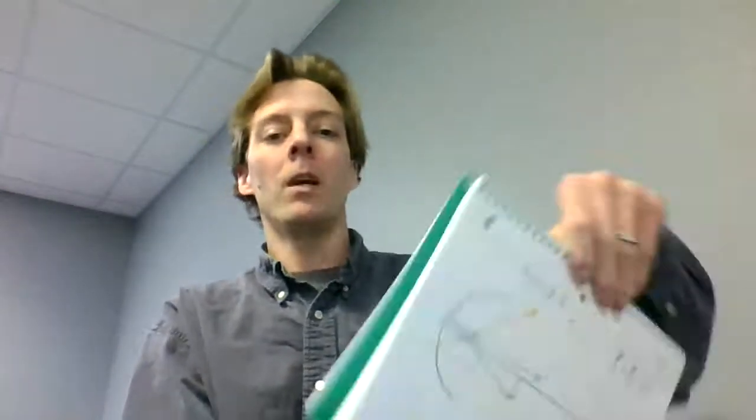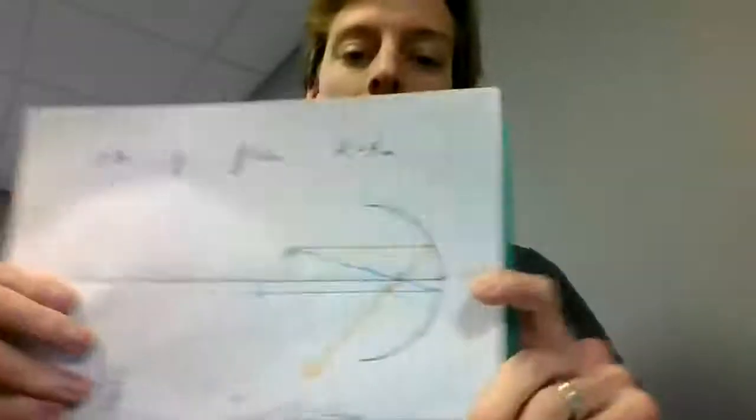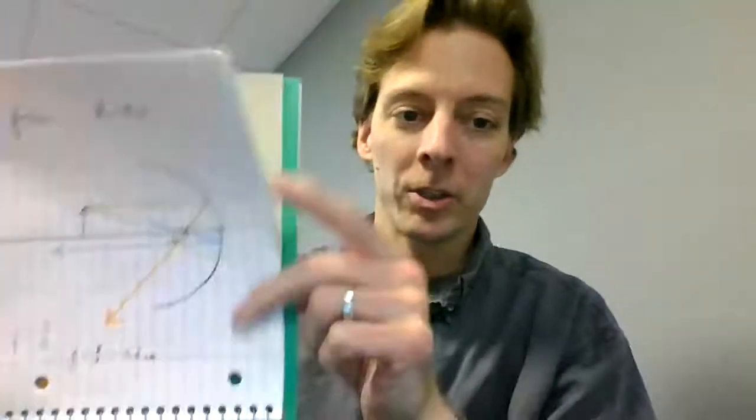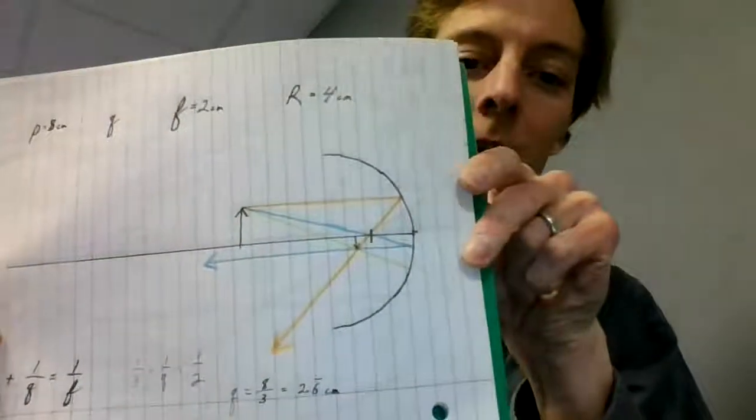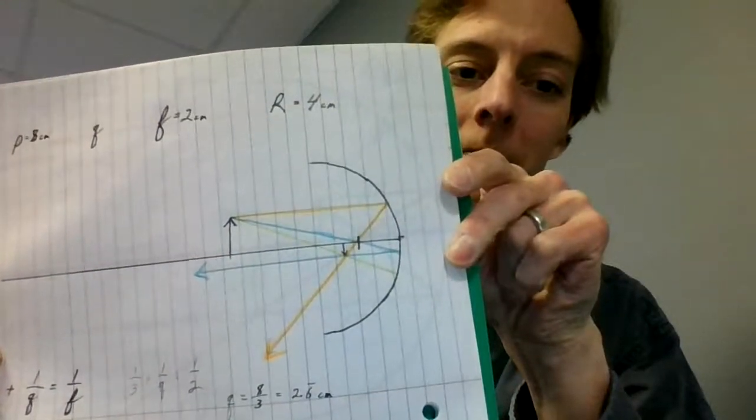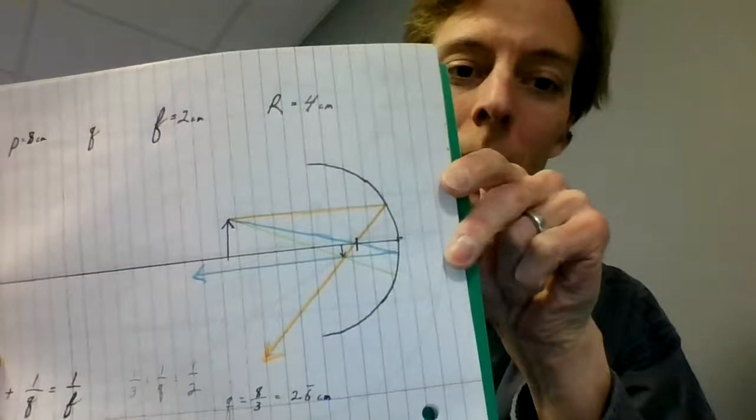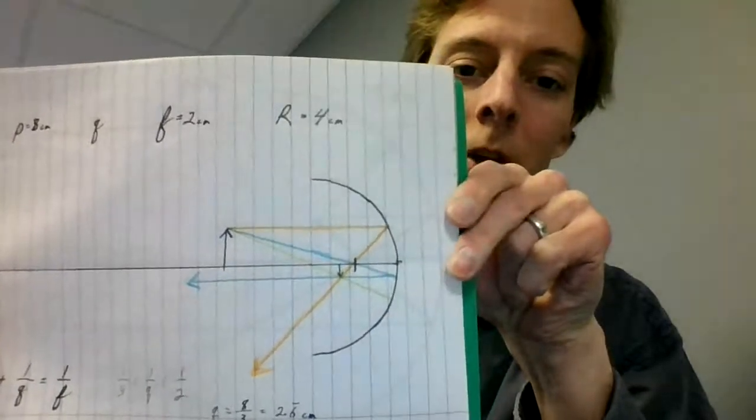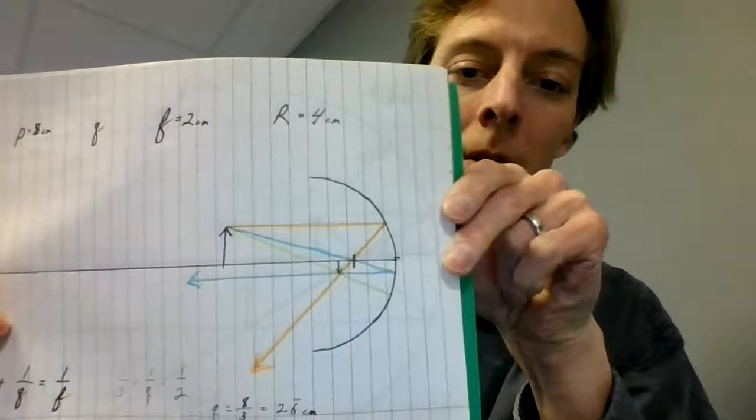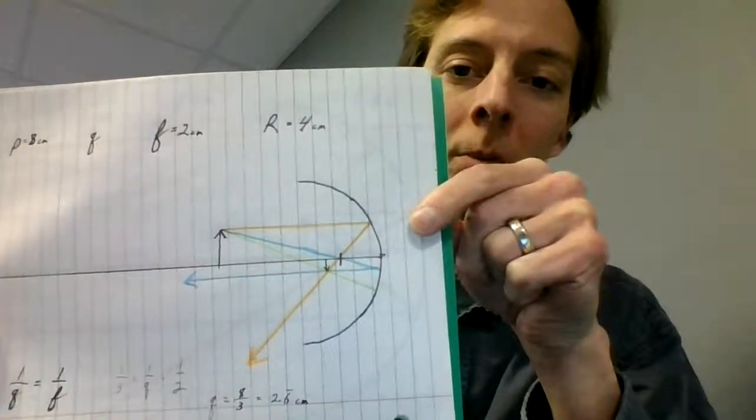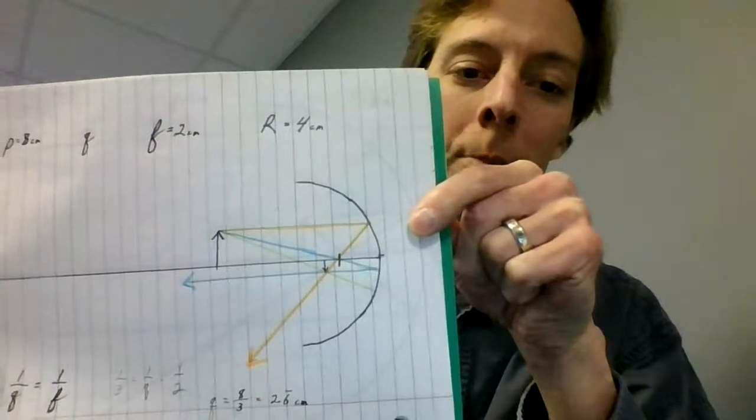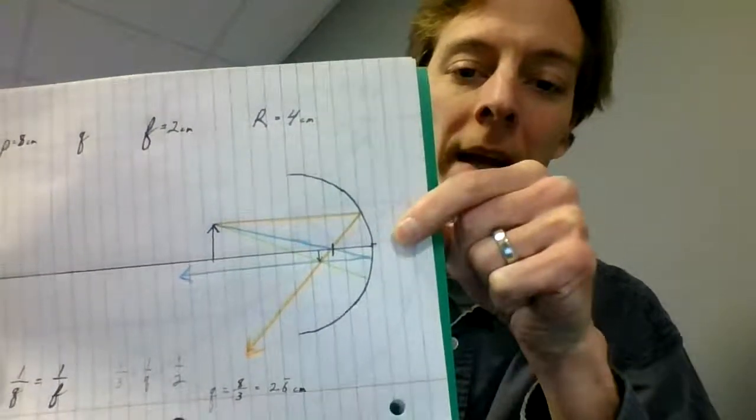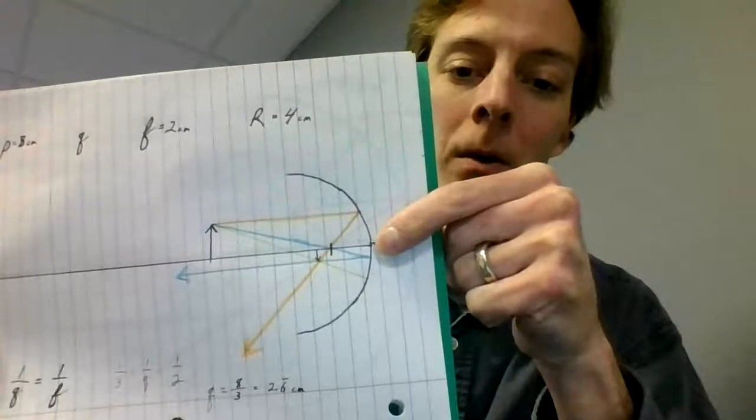Let's just try it. Here we go. Image number 1 is going to look like this. P, you've got 8 centimeters. Q, we don't know. F is 2 centimeters. Radius is 4 centimeters. So I drew over here a 4 centimeter mirror. I used a compass, got a 4 centimeter mirror. And then I put an object 8 centimeters back, measured from here, the center.